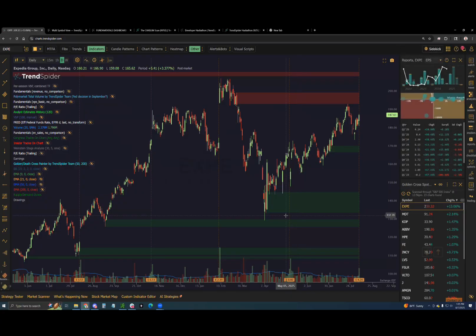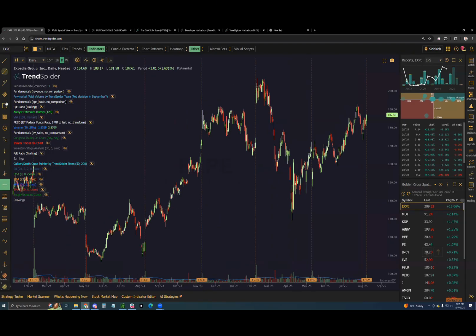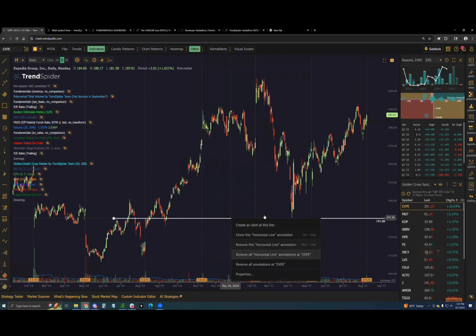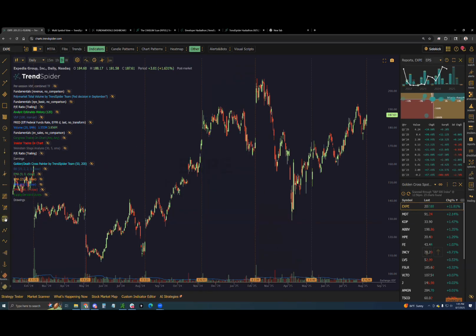So if let's say we just wanted to go back to basics, just draw a regular line of support, resistance. It's just the horizontal line right here. We have all the drawing tools over here on the left. You could do rectangles, if you like to fill in a gap. You can just do the horizontal line. Just click. Super easy. You can create alerts at the line.